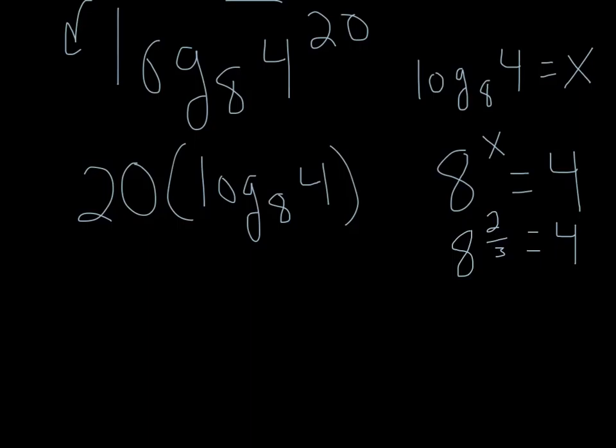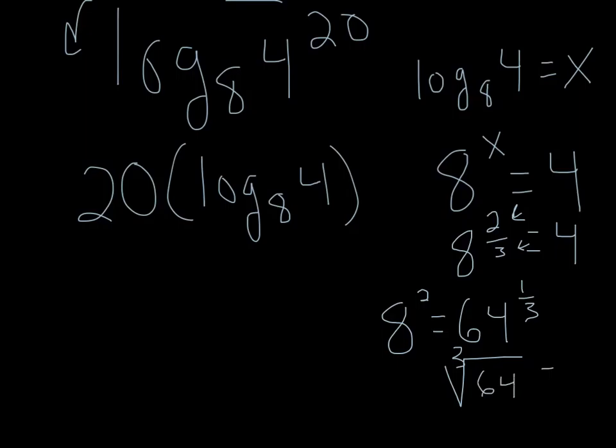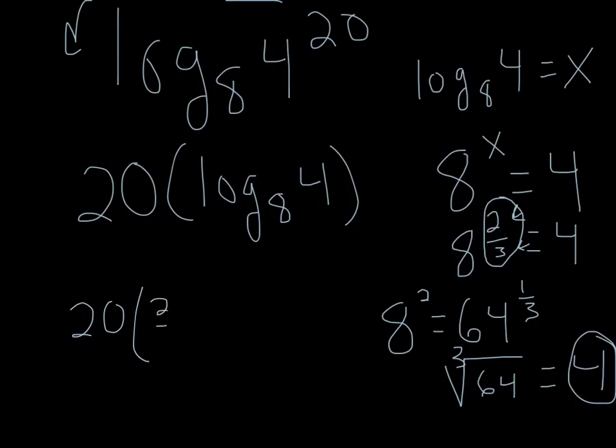The reason is that you take 8 and do the top part first, which is squaring it. That gives you 64. Then you do the bottom part, which is to the 1/3 power. The 1/3 power is the cube root of 64, and that's where we get 4. Take 20 times 2/3 and get 40 over 3.